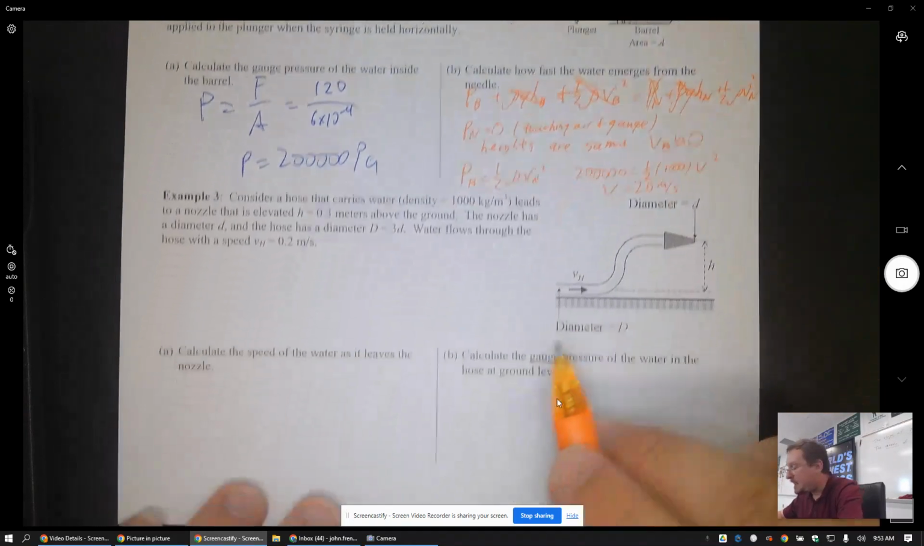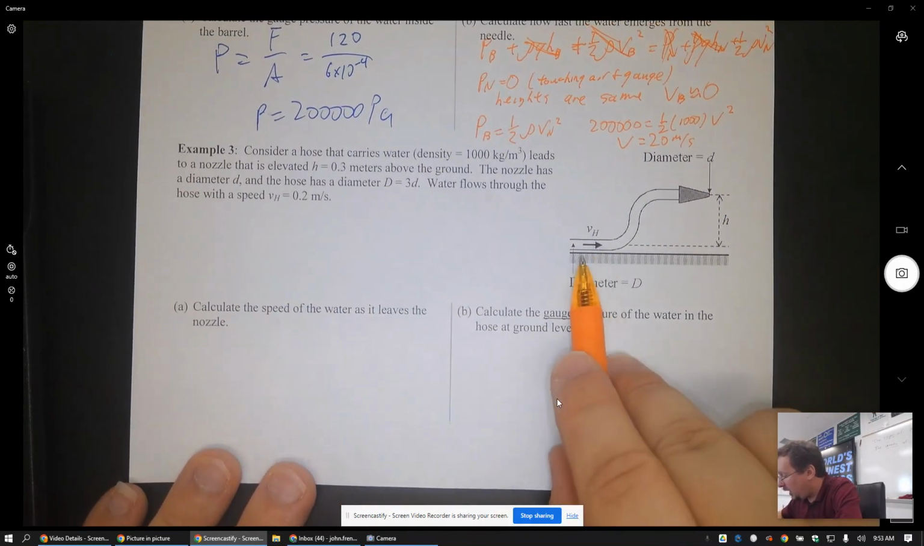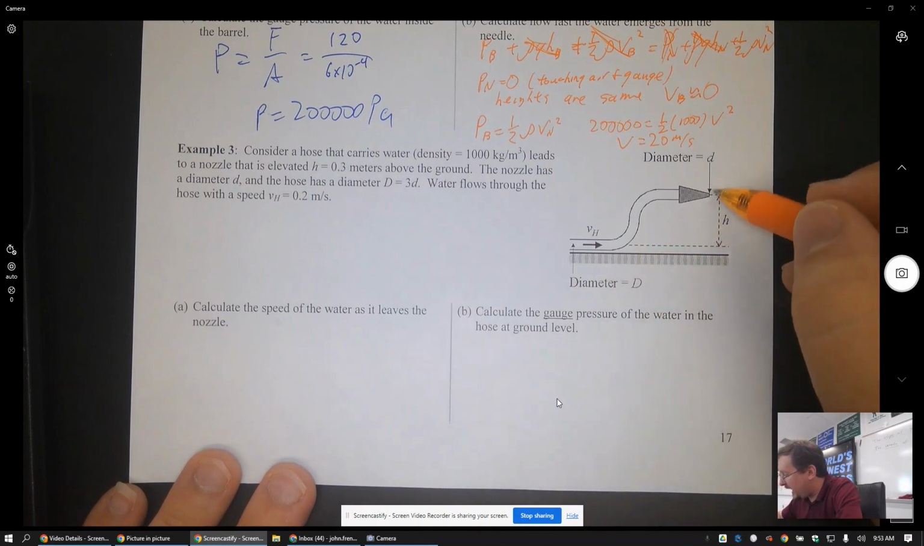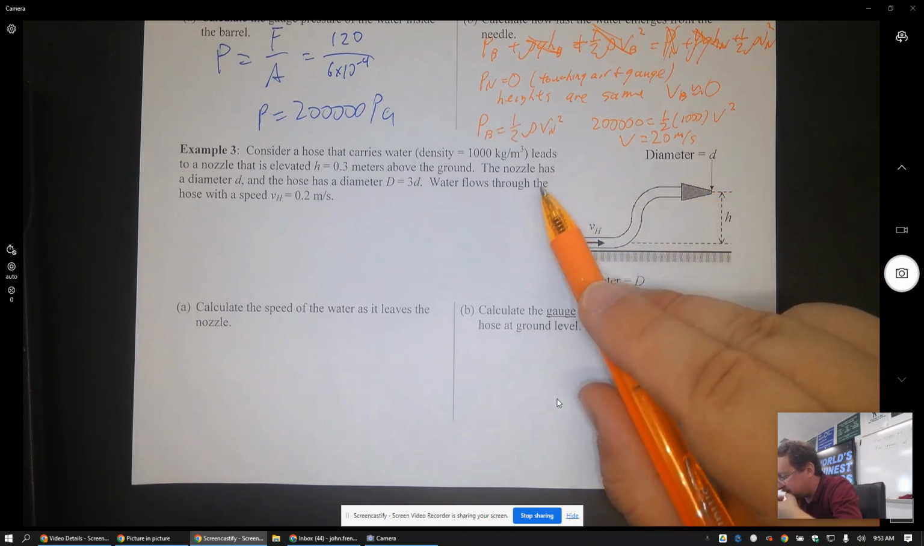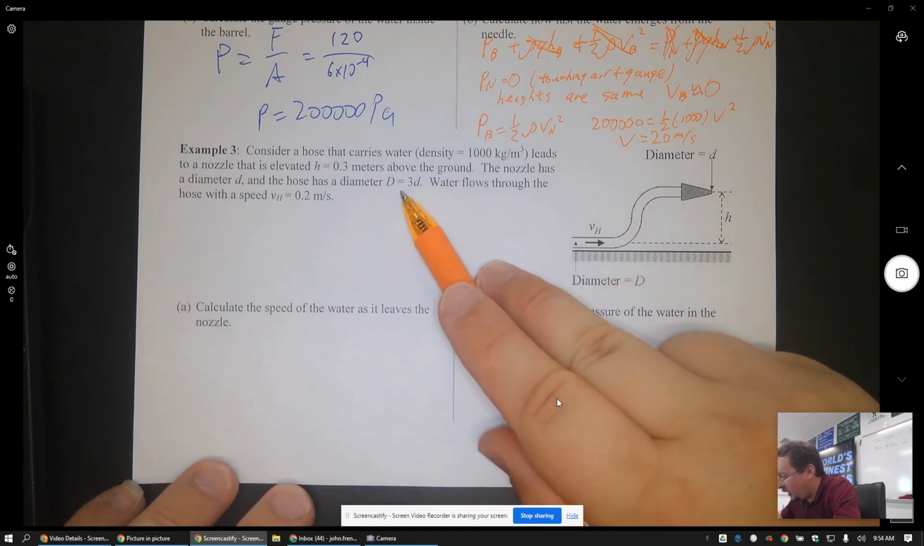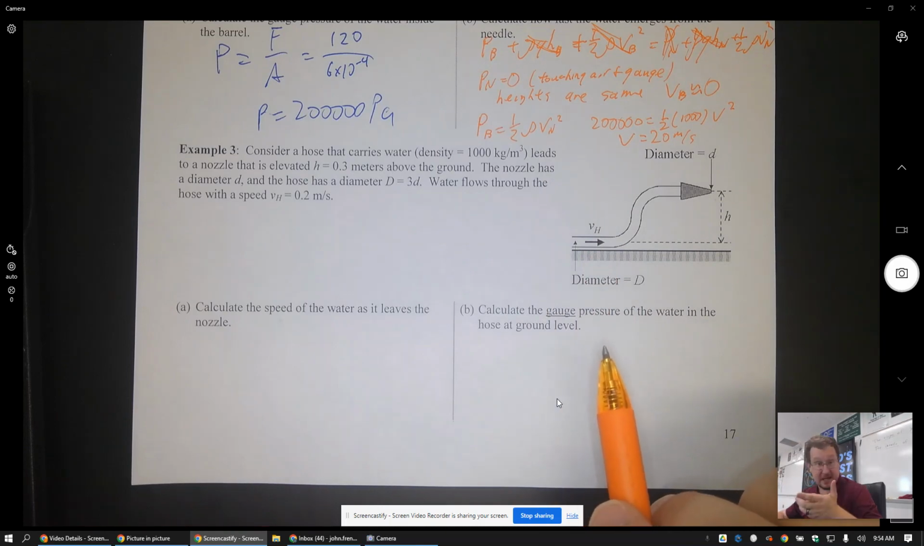Okay. Now here we have a hose that carries water and leads to a nozzle that's elevated above the ground, and we have the height of the nozzle. The nozzle has a diameter D, and the hose has a diameter 3D. So here's what I know based on that. I'm just going to tell it to you right now.